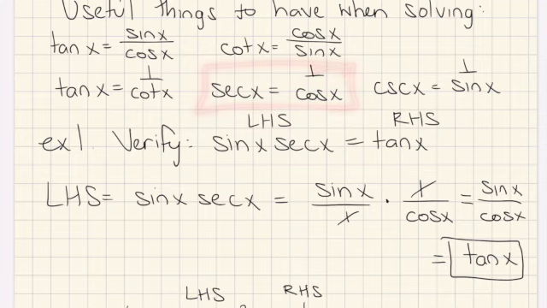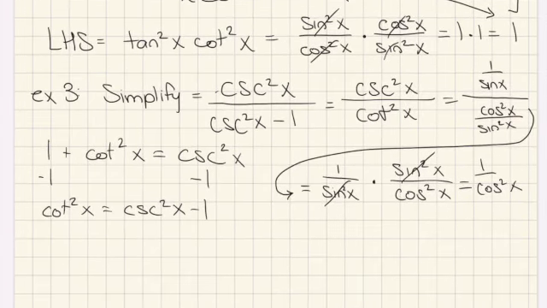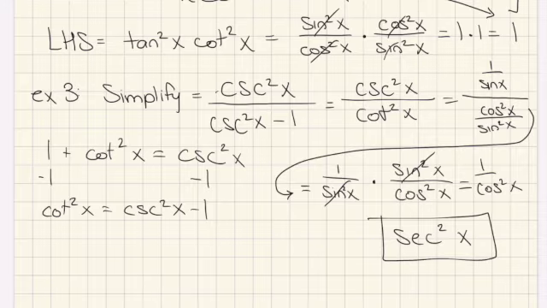And 1 over cosine squared of x is equivalent to secant squared of x. So our final solution will be secant squared x. Thank you for listening.